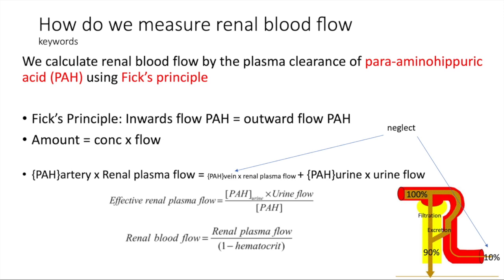As the renal blood flow is a function of renal plasma flow, we use the equation to derive renal blood flow from the renal plasma flow by dividing it by 1 minus hematocrit. There are two assumptions here: first, PAH in the renal vein is negligible, and secondly, peripheral venous blood sampling equals the renal artery PAH concentration.